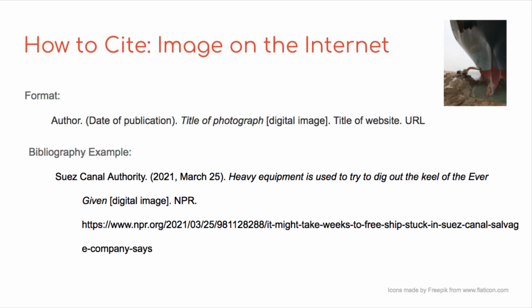Remember, in brackets, we want digital image so that it's very clear what we're talking about is the image itself and not the article. Then we have NPR, the name of the site. And then last but not least, we have the URL, which is copied and pasted there. And then if you want an example of what the in-text citation would look like, you would have the author, Suez Canal Authority, comma, the year, no page number.